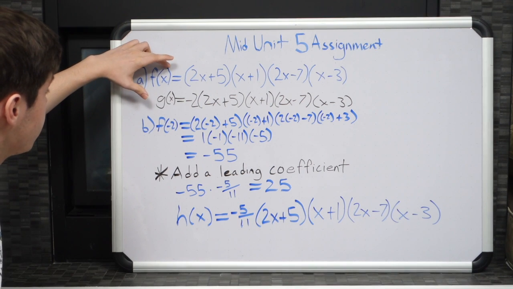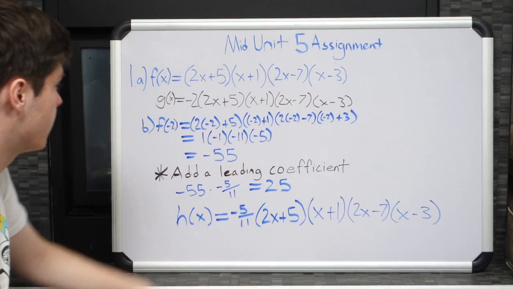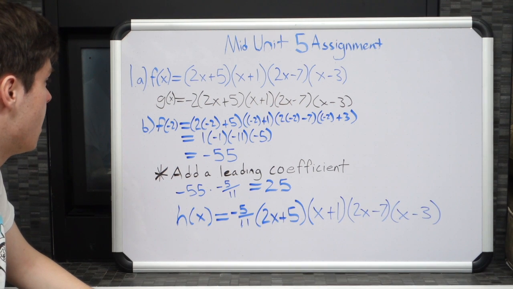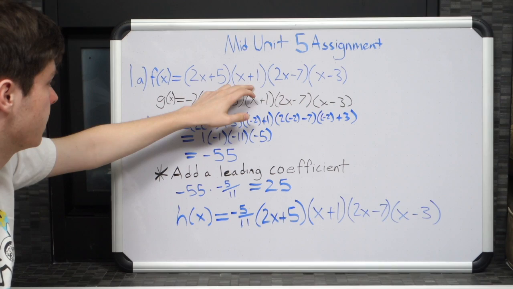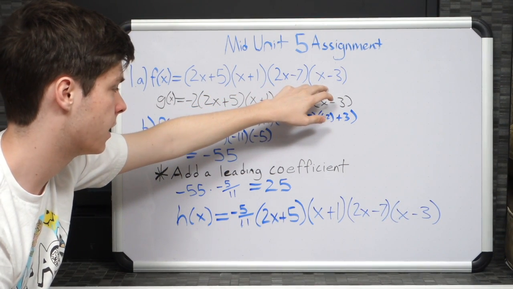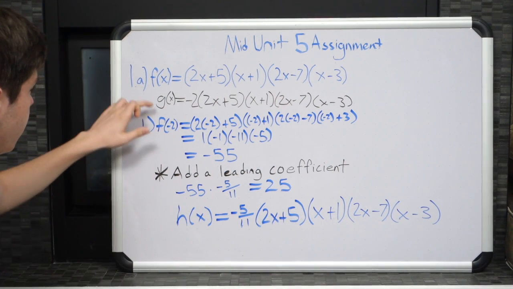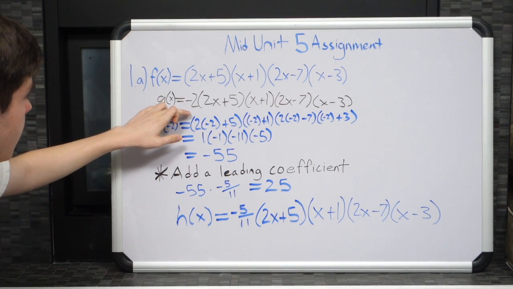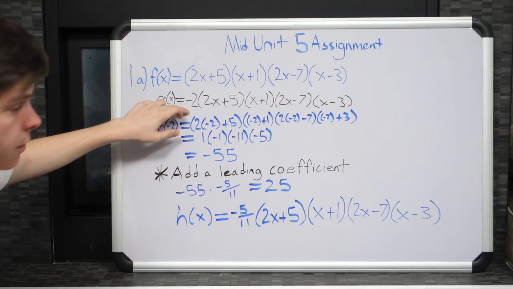So my first function f of x is just the zeros as stated. So that's (2x + 5)(x + 1)(2x - 7)(x - 3). And then my second function, g of x, is the same equation except with a leading coefficient of -2.